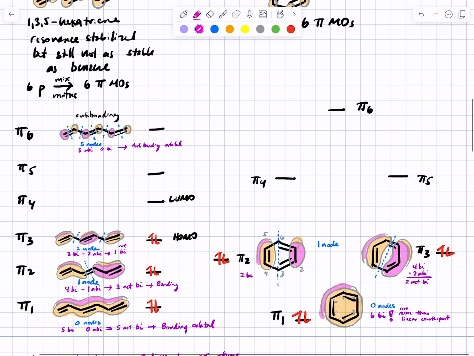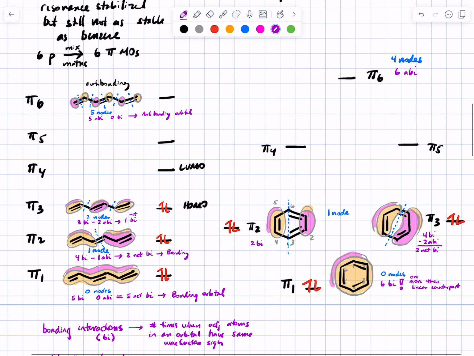It would have 1, 2, 3, 4 nodes. And it would be what you would get if you had every p orbital out of wave function sign. Opposite wave function sign is the one next to it. There would be 6 antibonding interactions in the pi 6 orbital.